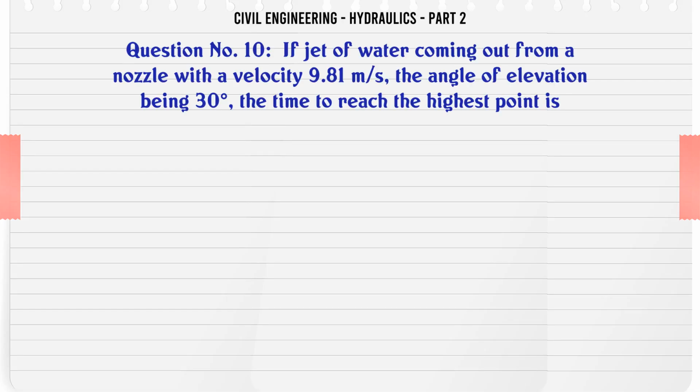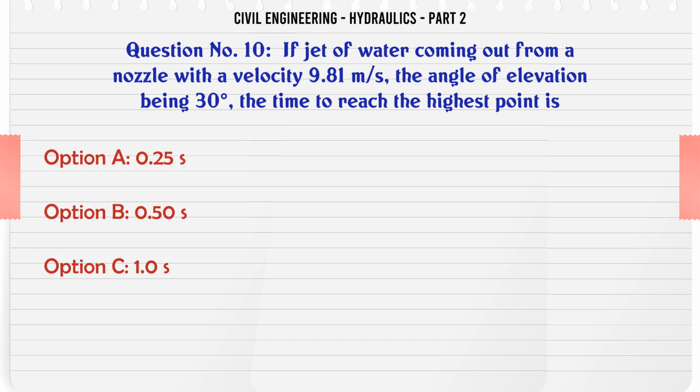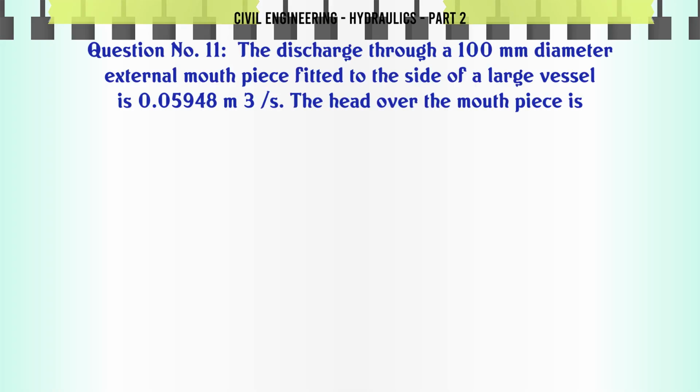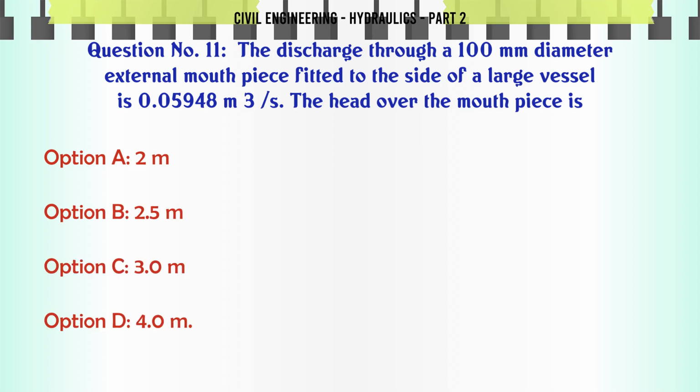If a jet of water is coming out from a nozzle with a velocity of 9.81 m/s, the angle of elevation being 30°, the time to reach the highest point is A. 0.25 s, B. 0.50 s, C. 1.0 s, D. 1.5 s. The correct answer is 0.50 s.